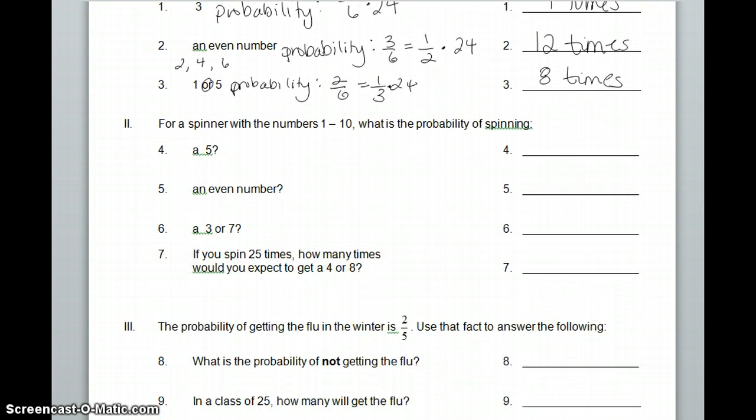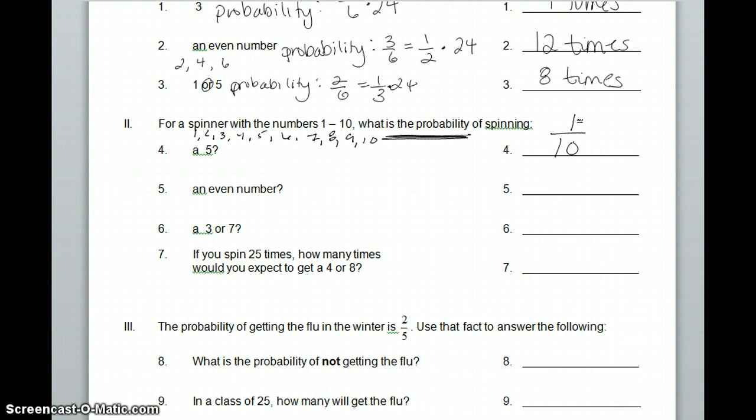All right, let's take a look at a spinner. So a spinner with the numbers 1 through 10, what is the probability of spinning a 5? Now notice, it just asks for the probability this time. It doesn't say so many trials, how many times would you expect something to occur. It just wants the probability. So if we look at a spinner that goes through 1 through 10, there's 10 total outcomes and 1 chance of being successful. There's only 1 opportunity to spin a 5.